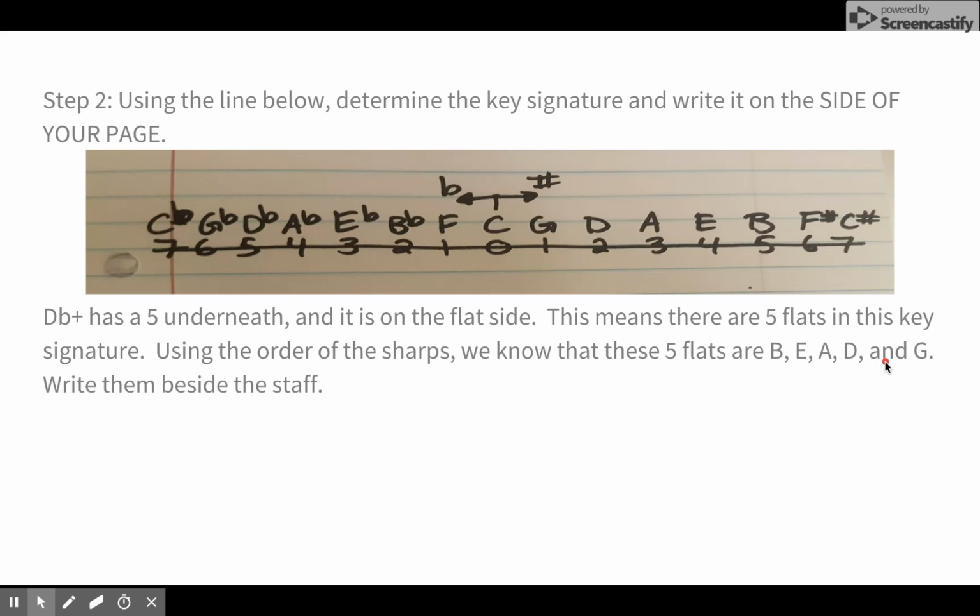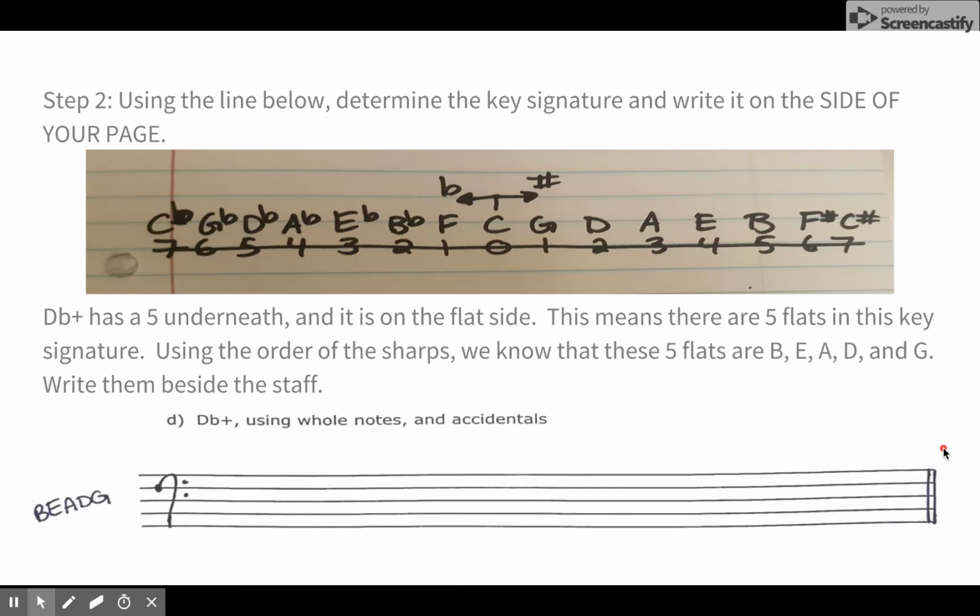The next step is similar. We're going to use the line to find out our key signature. So in this case, D flat major is here. It has a 5 underneath, so I need to do the flats in order. So Battle Ends And Down Goes are my first 5 flats.